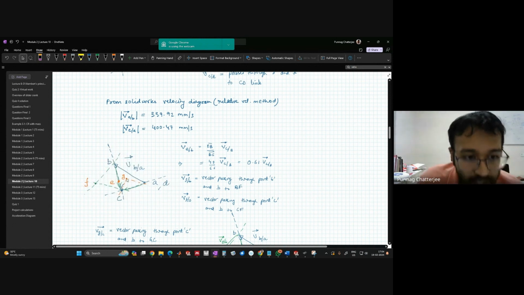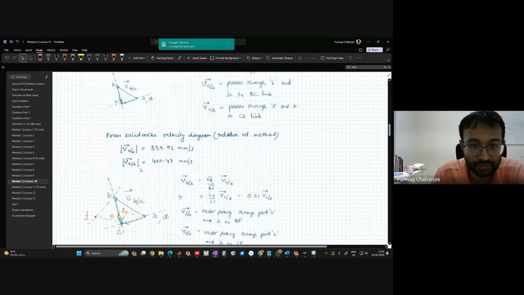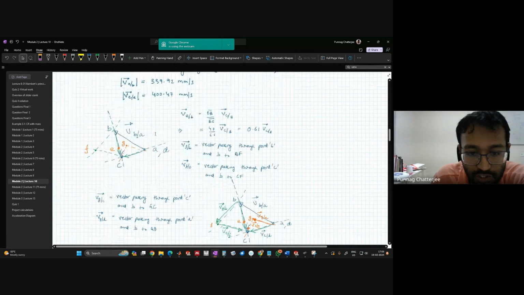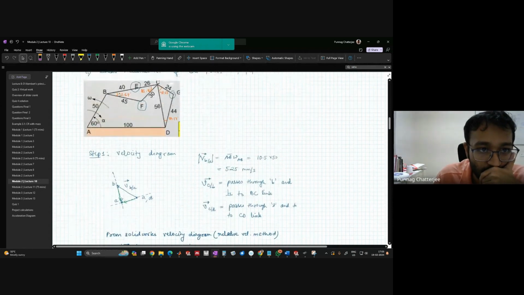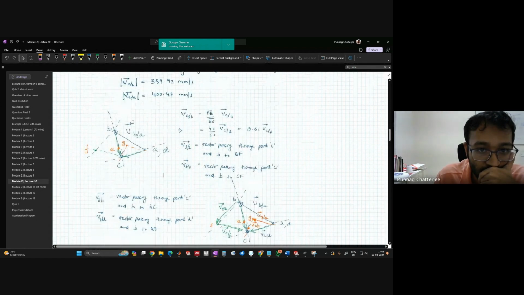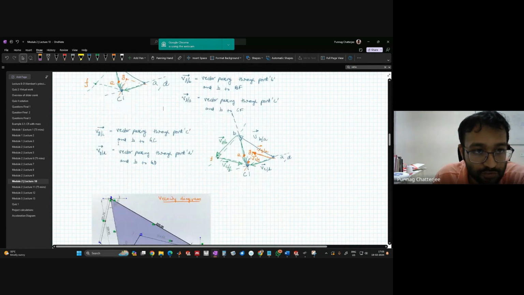Okay, so that is done. Now comes how to find velocity of F. That's a little bit more involved. It's not just a simple velocity ratio. So for that, what we do is find the velocity of G with respect to C. We can first do it with G and then we can do it with F. Okay, so velocity of G with respect to C.